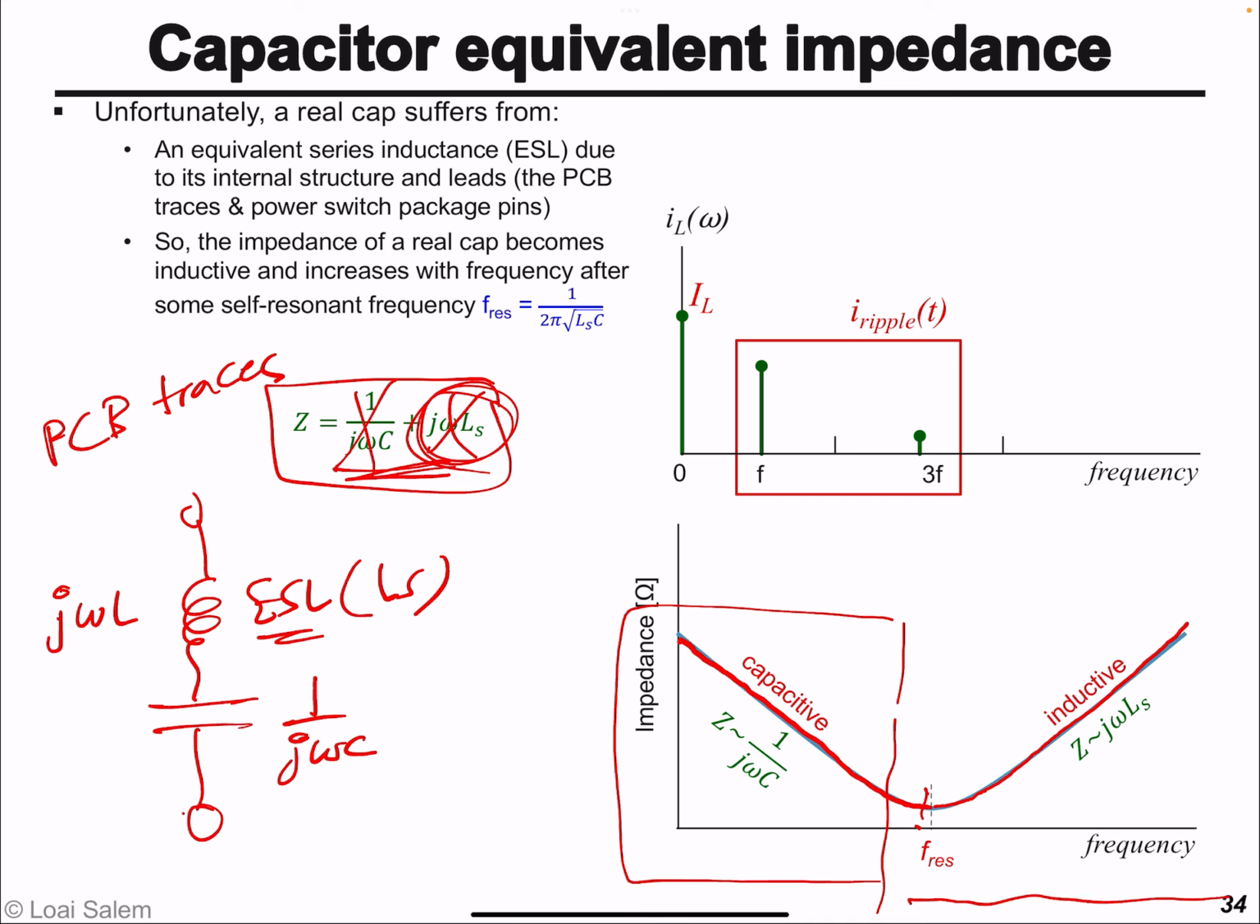So the condition here: you will find in the data sheet the self-resonant frequency of a capacitor, and the rule of thumb when you select a capacitor is that the self-resonant frequency should be larger than twice the fundamental component, or the switching frequency, of the buck converter, so that we ensure that the fundamental component of the inductor current sees the capacitor as a capacitor rather than as an inductor.